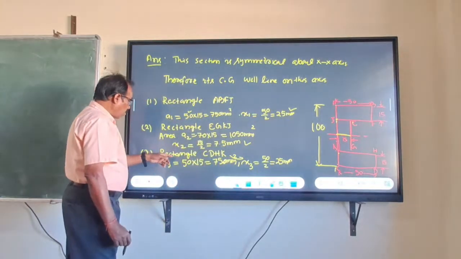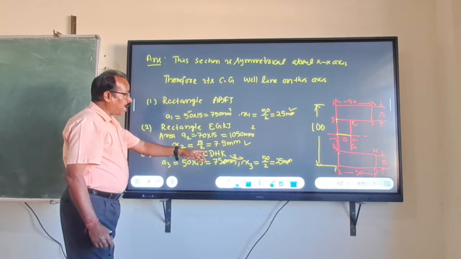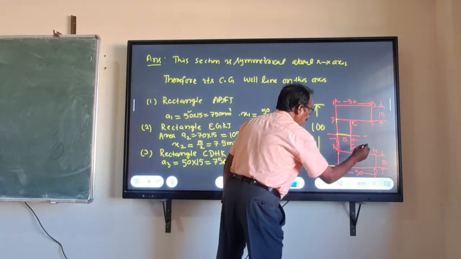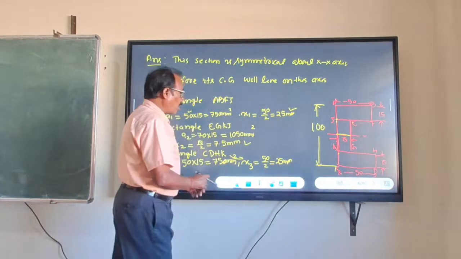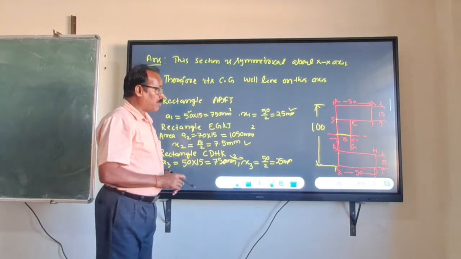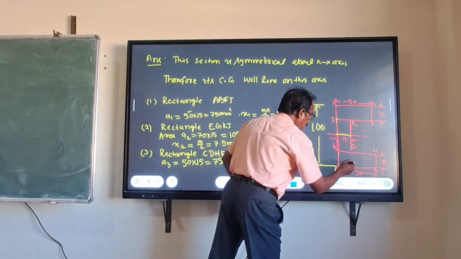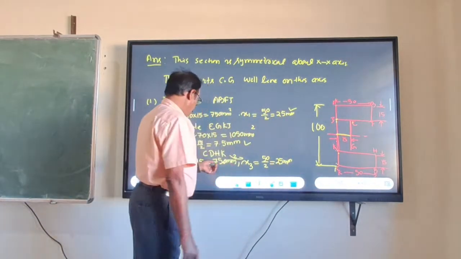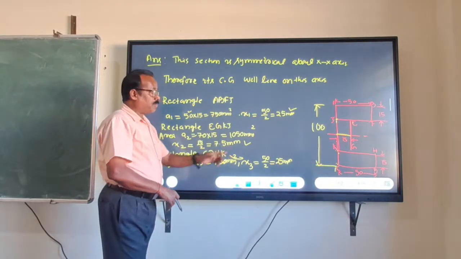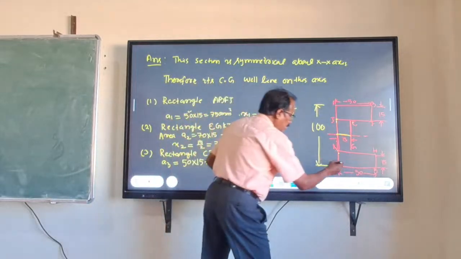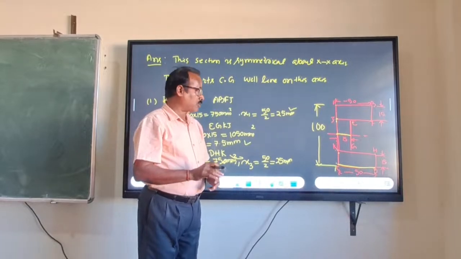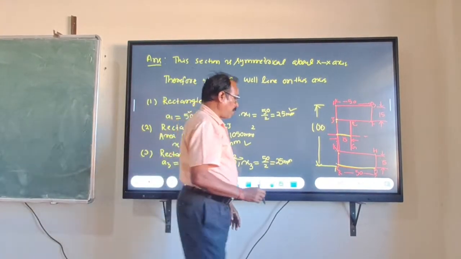Then, third one, rectangle CDHK. Here A3 is equal to also 50 into 15 because this length 50, this length 15. Therefore, 750 mm square. And X3 is equal to 50 by 2 because this length is 50, therefore X3 is equal to 50 by 2 is equal to 25 mm.